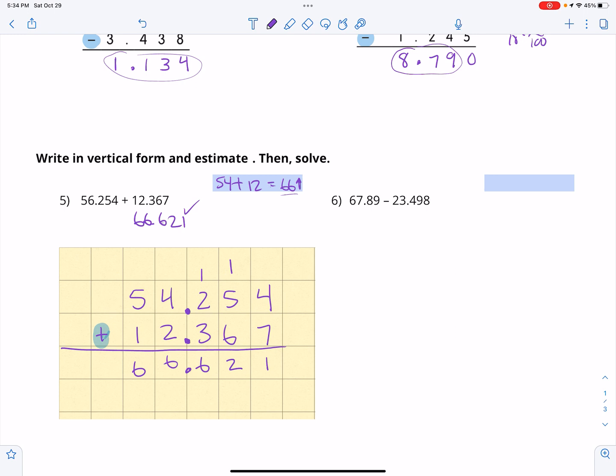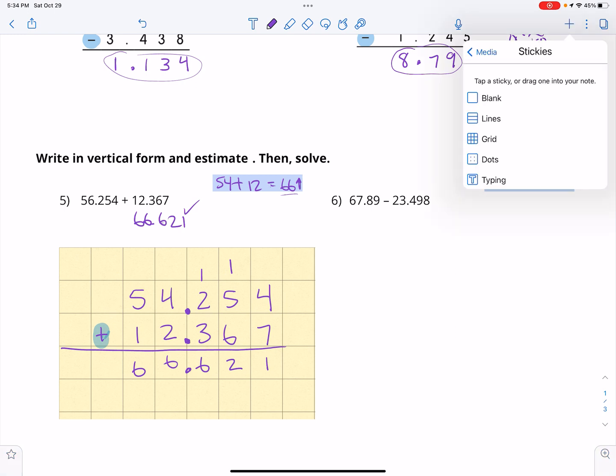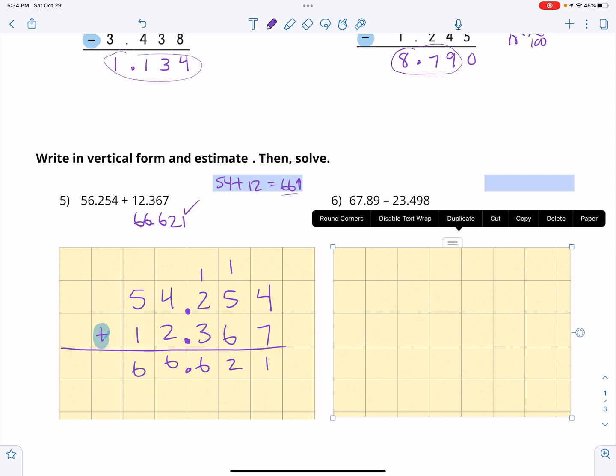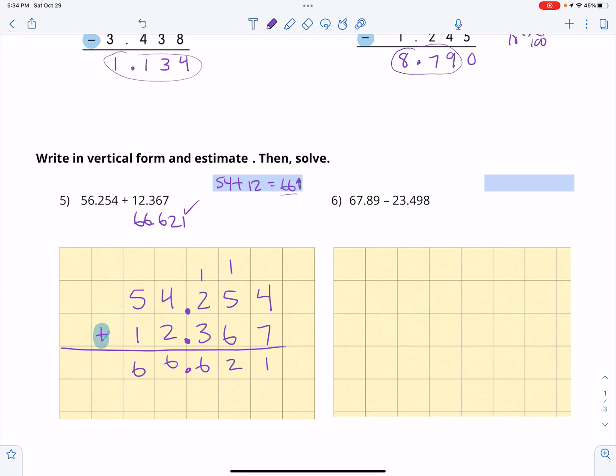Now I'm going to get to question number 6. I'll add another grid because I can do what I want. And why would I not? And here we go. So I'm going to set this up, and this is 67 decimal point and 89 hundredths, and we are subtracting. So we are subtracting 23 and 498 thousandths.